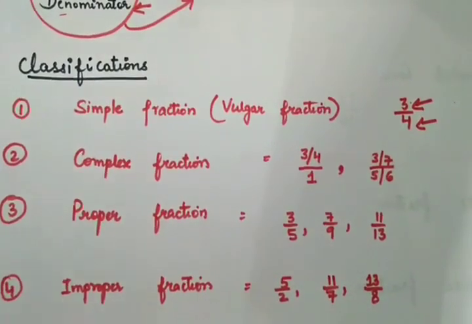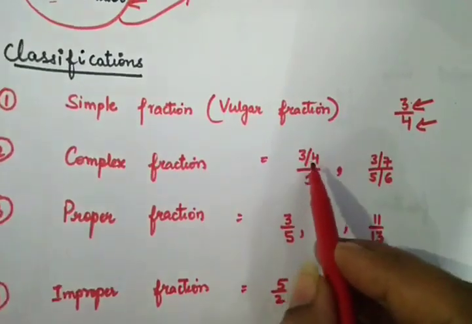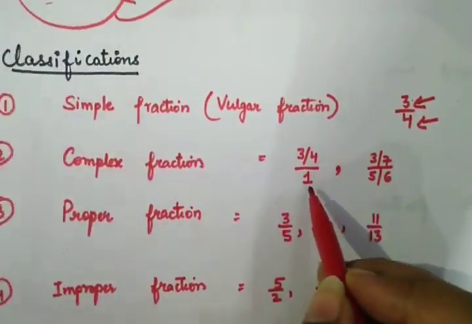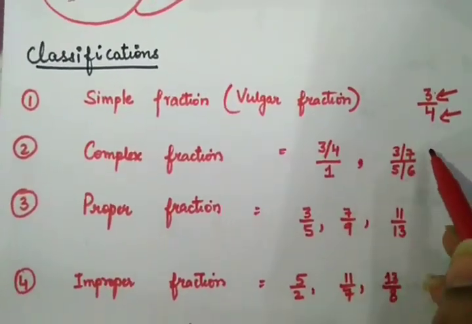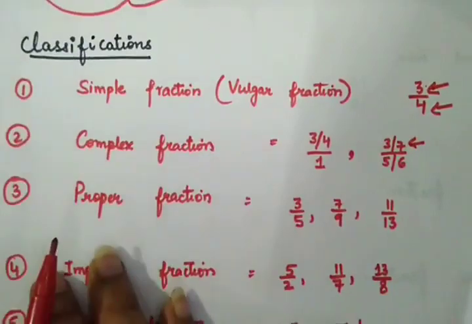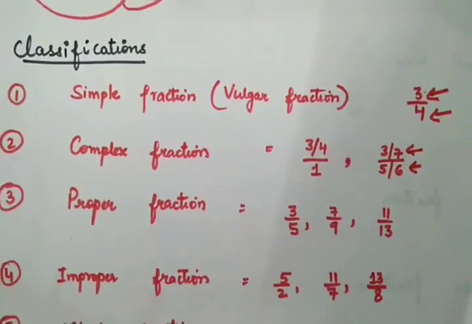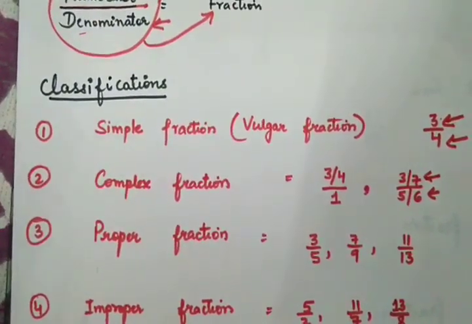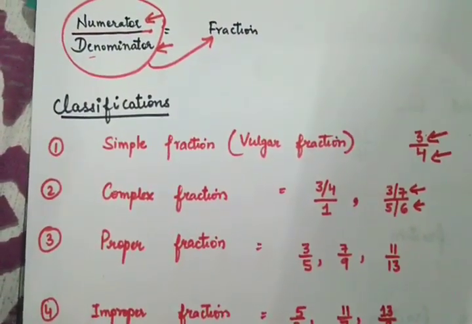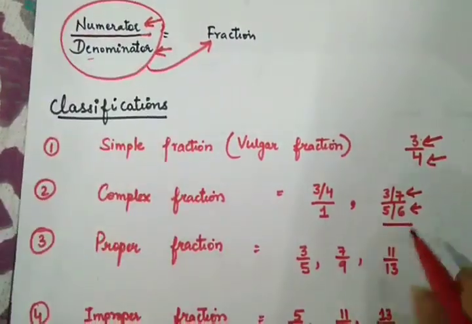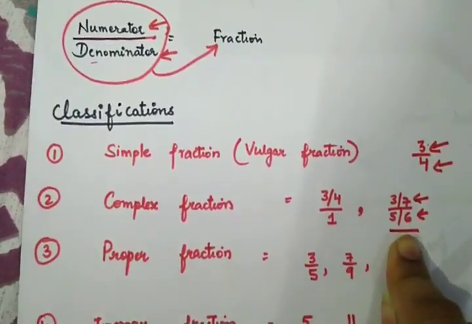What is a complex fraction? A complex fraction is where the numerator is also present in fraction form, and the denominator can be either a simple number or a fraction. That means a fraction is on the numerator side and a fraction on the denominator side. That means simple single digit numbers are not there. That makes your complex fraction. How to solve these, we will discuss in the further videos.